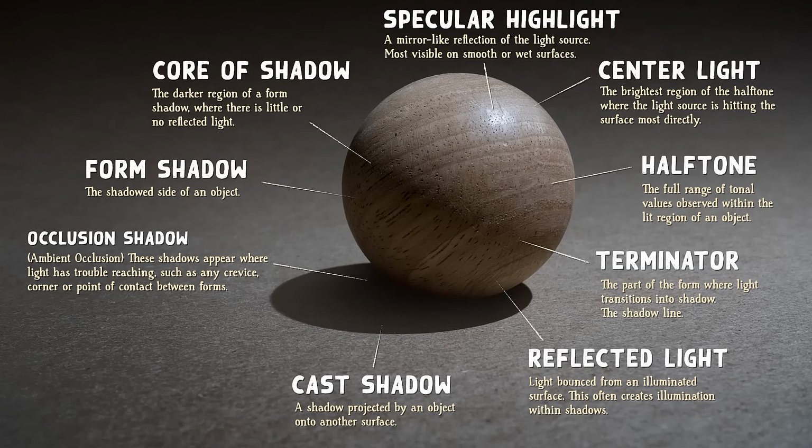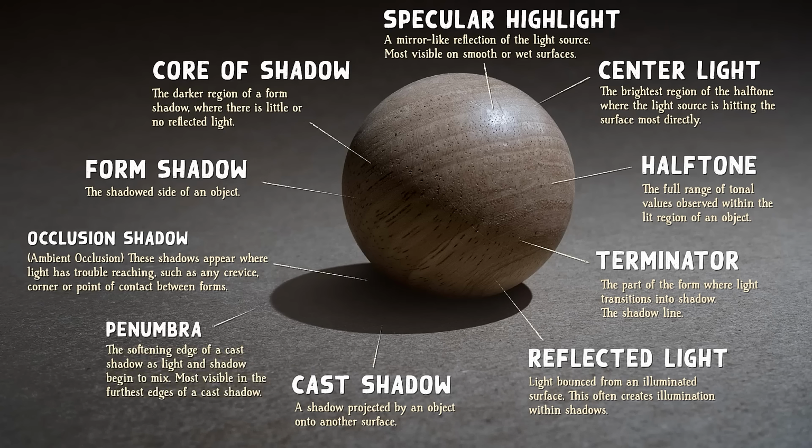The shadow line is technically called the terminator. You will typically see the most pronounced texture along this transition from light to shadow because the raking light makes uneven surfaces stand out dramatically against shadow. Lastly, the softening edge of a cast shadow is known as the penumbra. The further a cast shadow edge is from the base of the object casting it, the softer it will become as light and shadow mix.